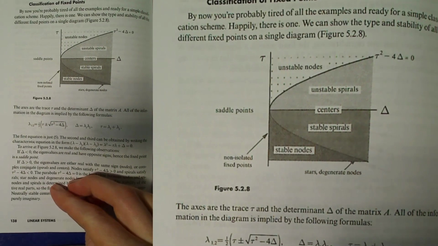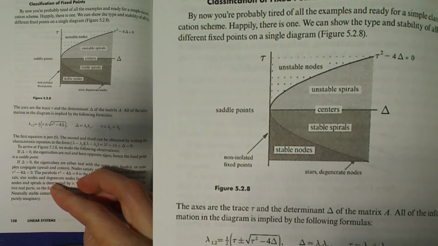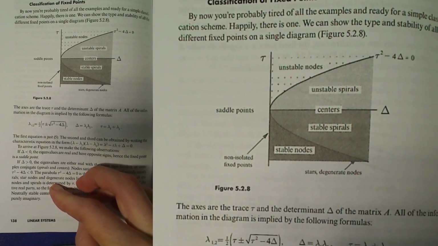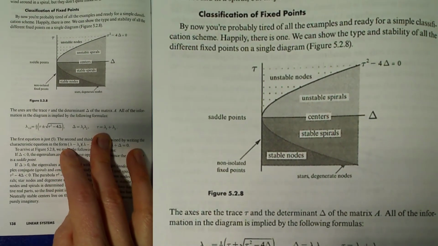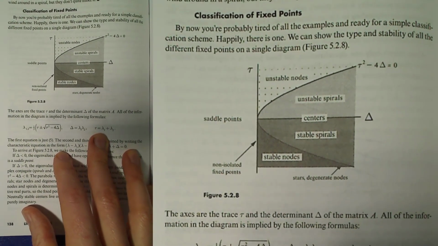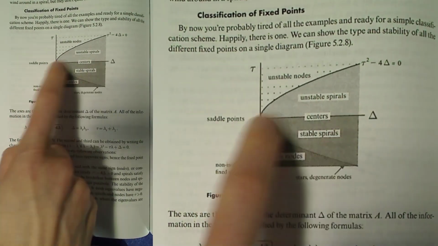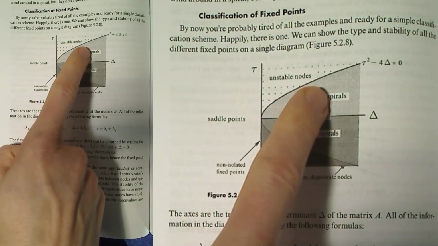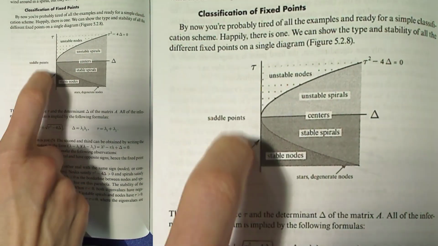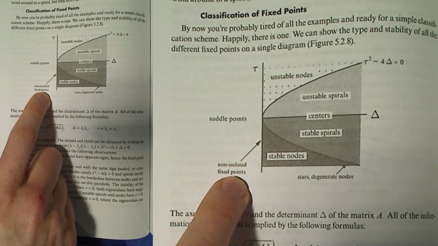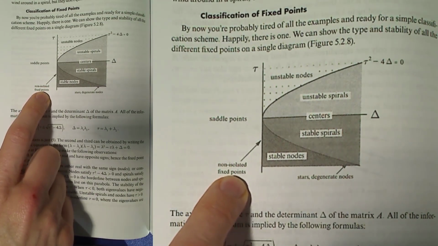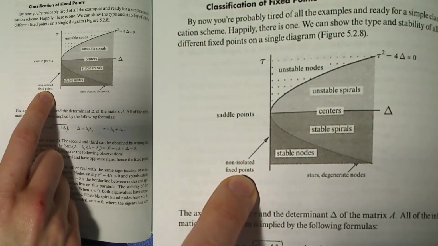In this video, I'm going to explain the classification diagram for fixed points in linear stability analysis in the plane. This is on page 138 of the Strogatz textbook, and what you can see is this plane with delta on one axis and tau on another axis, and then various parts of it are labeled. I'm going to explain what these different regions are and what the tau and delta mean, and so on.